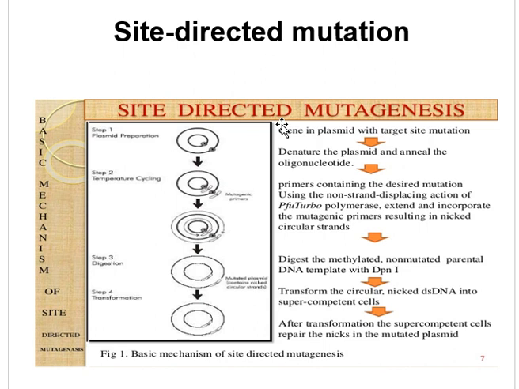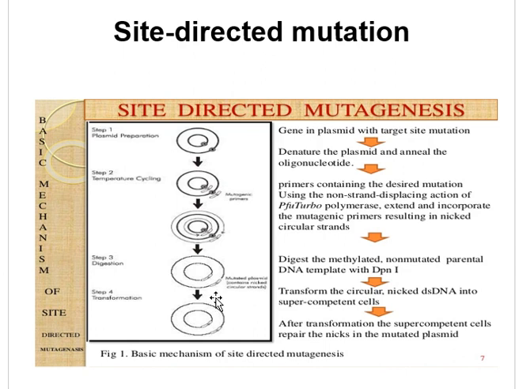If you see this phenomenon in the picture given here, what is the first step? The first step is plasmid preparation: a gene in a plasmid with the target site mutation, denature the plasmid and anneal the oligonucleotide. Step 2 is temperature cycling. Primers containing the desired mutation, using the non-strand displacing action of PfuTurbo polymerase, extend and incorporate the mutagenic primer, resulting in a nicked circular strand. These are basically DNA polymerases.